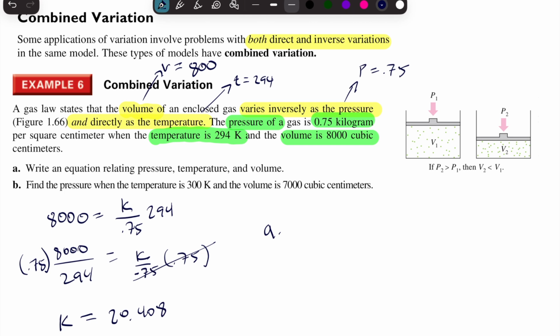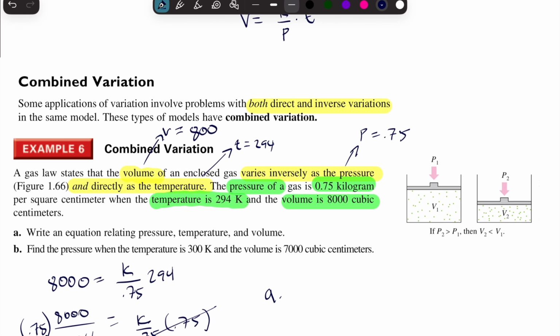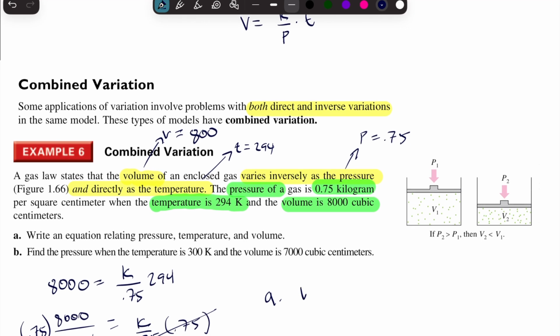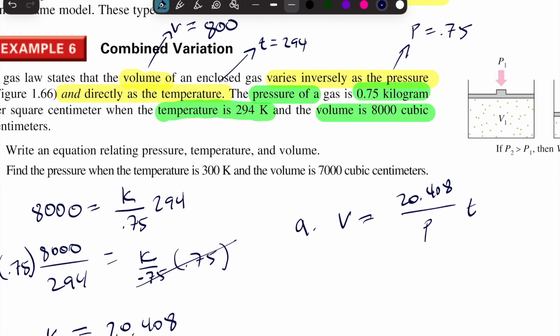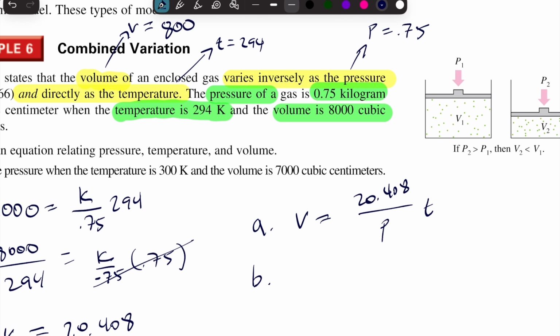Okay, so now we're ready to answer A. We're actually going to write our equation that relates temperature, pressure, and volume. So V equals 20.408 times T over P. So there's our actual model. And B, find the pressure when the temperature is 300 K and the volume is 7,000 cubic centimeters. So this is 7,000.